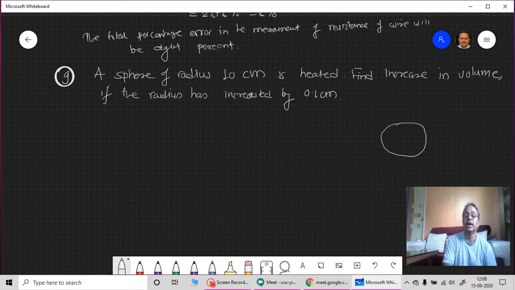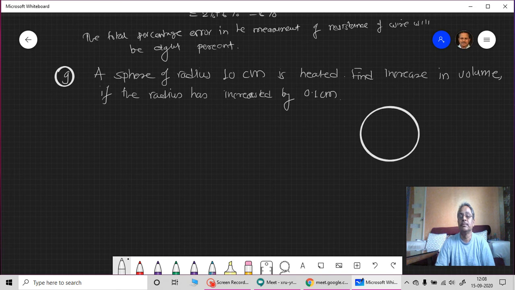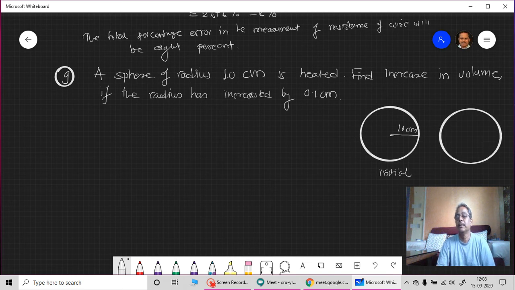So this is the initial sphere. Okay, actually I should draw the sphere like this. This is the initial sphere, and this radius is given to be 10 centimeters. When it is heated, the new sphere is now like this. It should be bigger, and this time this radius from its center is given to be 10.1 centimeters.